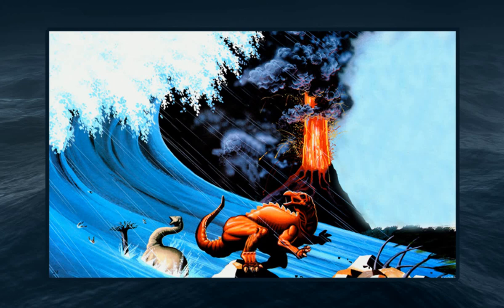So the global flood was a violent catastrophe. All the plant material, and you can see in this cartoon, they're depicting trees being uprooted and being carried away with tsunami waves. So there was massive erosion and sedimentation across all the land areas worldwide.